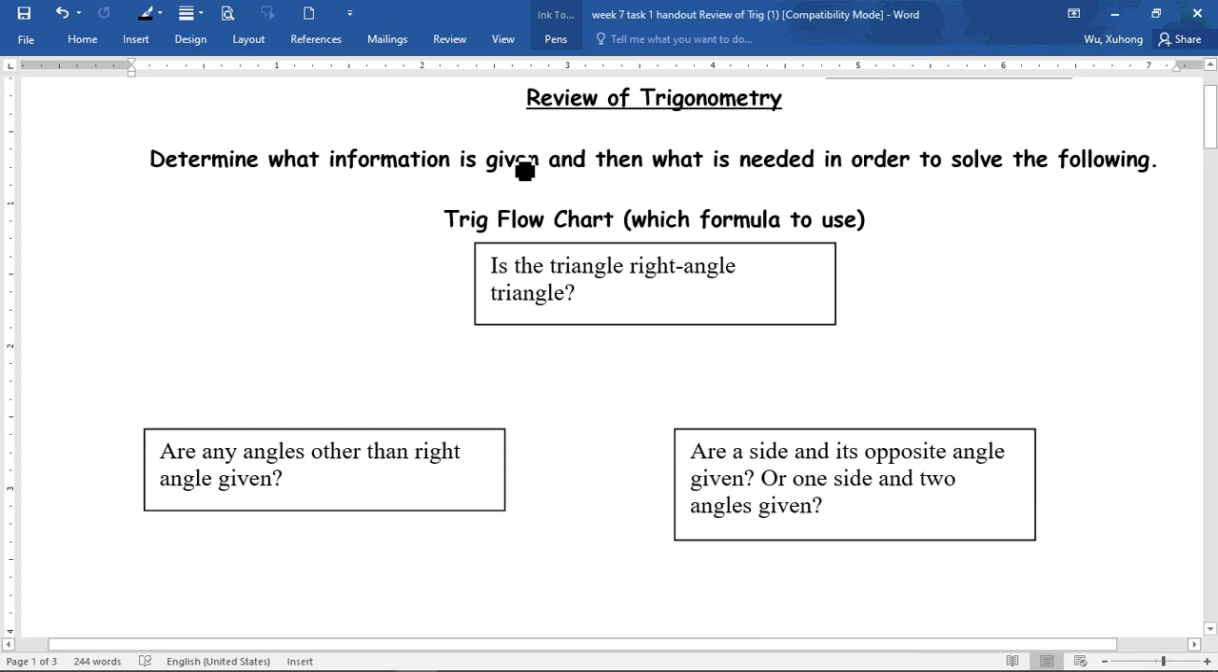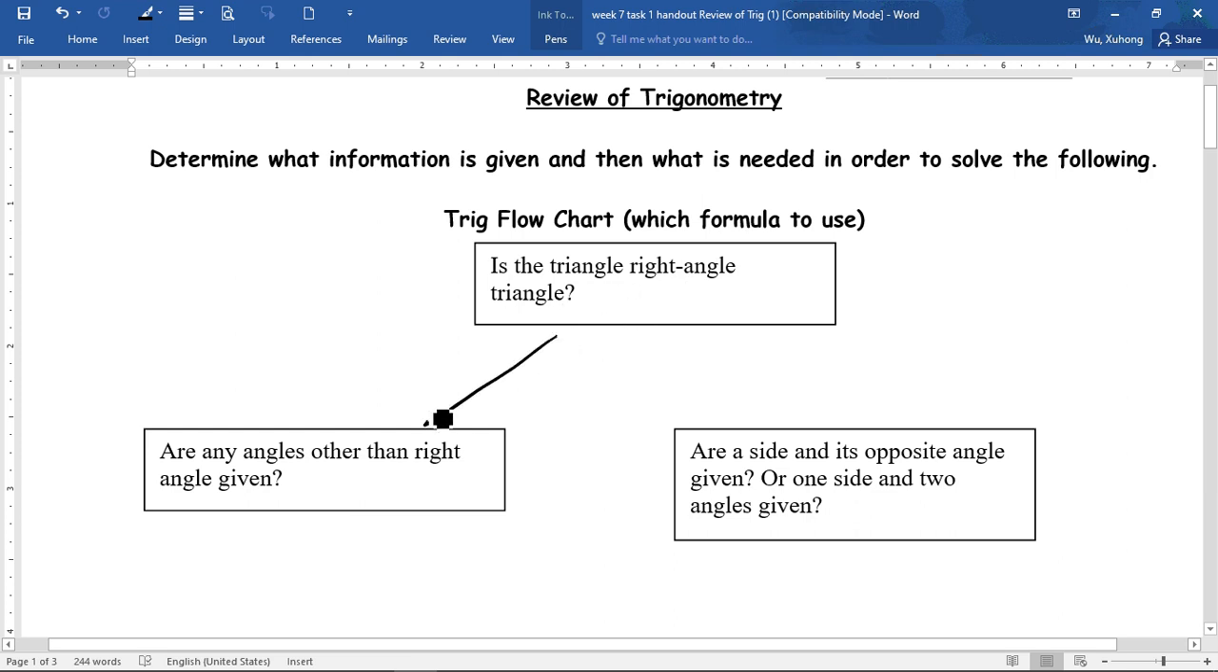Okay, so today we are going to do a review of trigonometry. So in trigonometry, we have covered SOH-CAH-TOA, sine law, cosine law, and this following chart will show you which formula you are going to use. So first question you want to ask yourself is: is the triangle a right angle triangle?